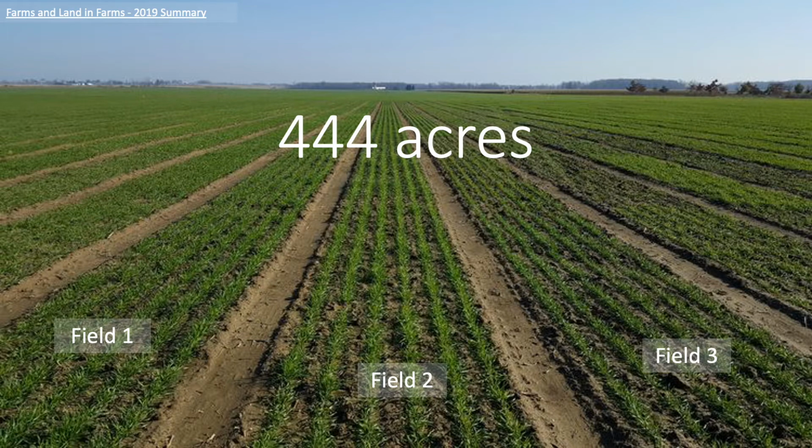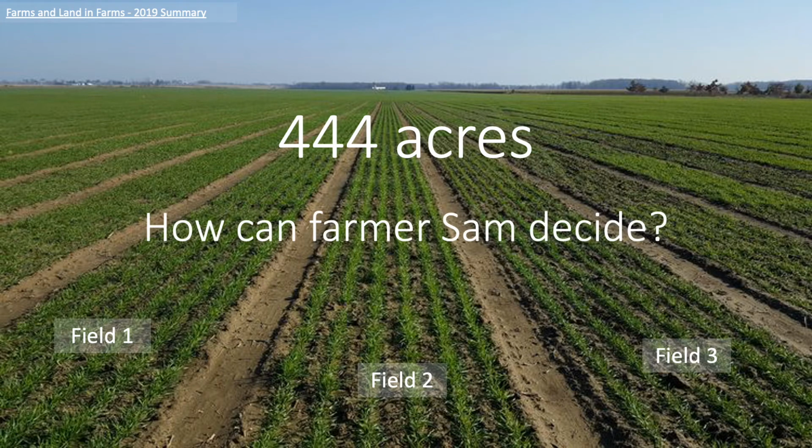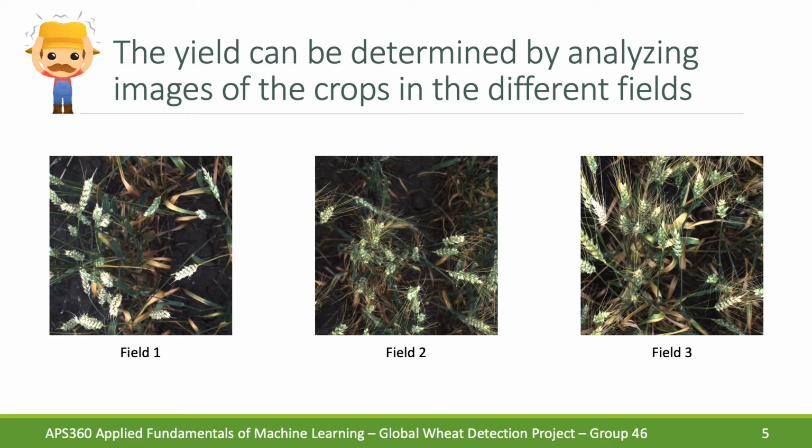He's divided his field into three parts. How can he decide where to farm? One way is to look at images from fields and determine which field has the best harvest. He's decided to count the number of wheat heads in each image and harvest in the field with the most wheat heads and the wheat heads of the best quality. However, counting wheat heads in each image and gauging their size can be cumbersome. Can you count how many there are in each image?